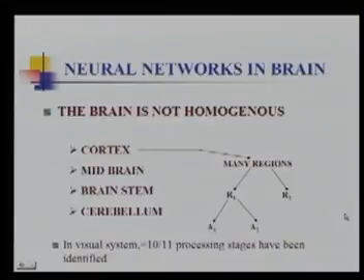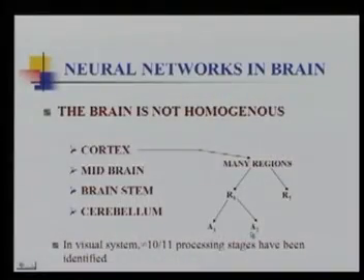We talked about the real brain of a human. It is not homogeneous, it has various regions: cortex, midbrain, brainstem, cerebellum. These are various parts of the brain. Each part of the brain has many regions. The cortex, I think, is the major processing area in the brain, and in the cortex you have the visual cortex, auditory cortex, like that. There are various regions, and in each region there are many areas.